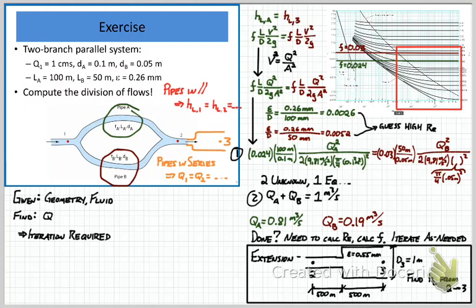That's an extension of the problem, and it will allow you to practice with pipes in series as well as pipes in parallel. I hope you find this helpful.